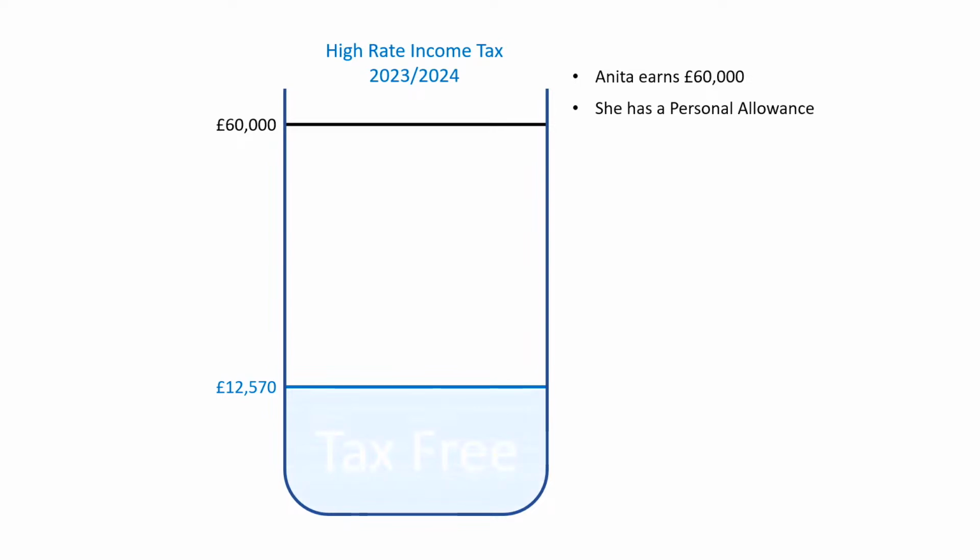Beyond that, she has to pay tax. Now, she has actually now eclipsed the basic rate threshold. There's a cap of basic rate tax that people pay. So she hits the cap. So put the cap in.